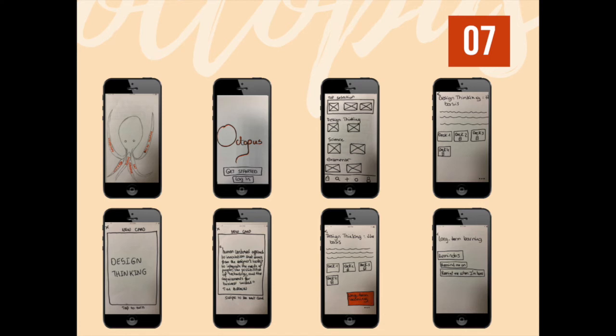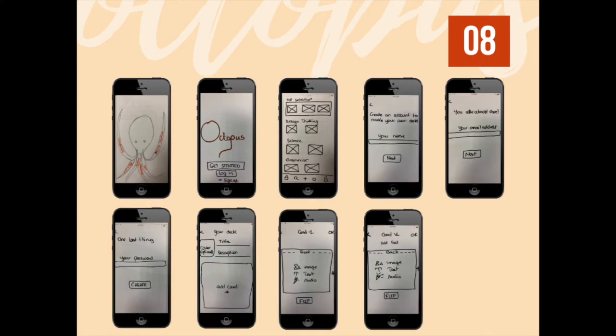From those tests, I've learned that my prototype was missing a sign in and sign out button, which is very outrageous. Also, the home page wasn't clear enough, so it was difficult for the user to understand which button to press to access a certain deck.